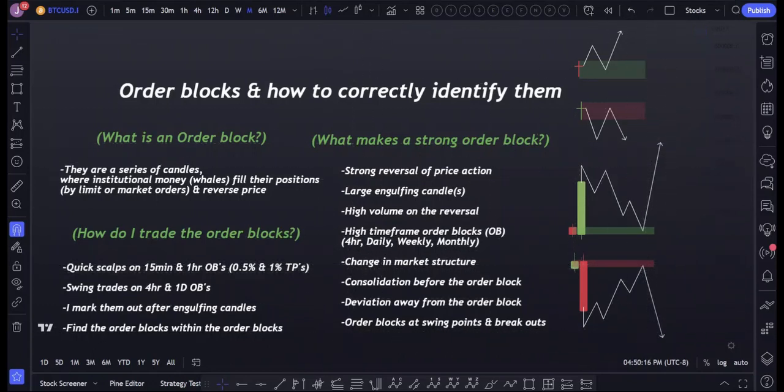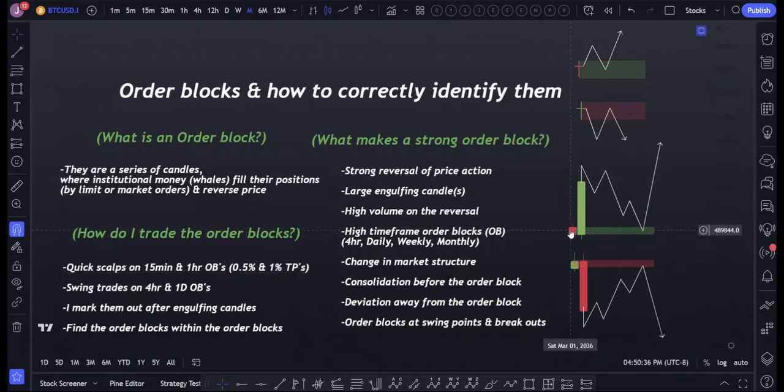So what makes a strong order block? A strong reversal of price action, large engulfing candle or candles, high volume on the reversal. High time frame order blocks make strong order blocks, so monthly, weekly, daily, 4-hour time frame order blocks. Changes in market structure after the block has been formed.